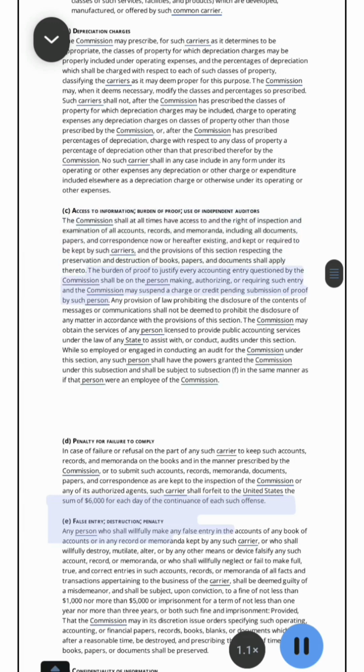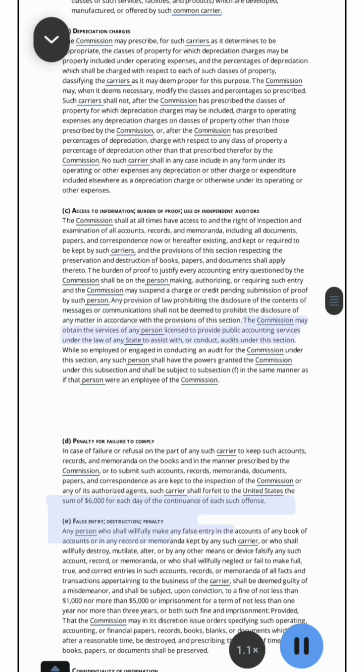The burden of proof to justify every accounting entry questioned by the Commission shall be on the person making, authorizing, or requiring such entry, and the Commission may suspend a charge or credit pending submission of proof by such person. Any provision of law prohibiting the disclosure of the contents of messages or communications shall not be deemed to prohibit the disclosure of any matter in accordance with the provisions of this section.